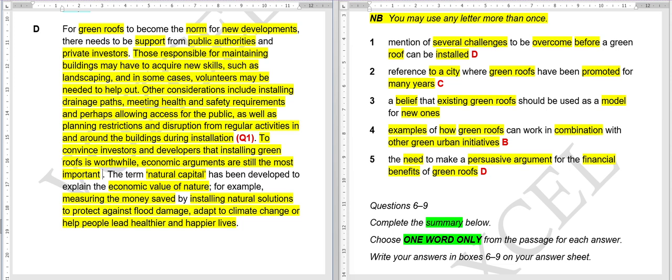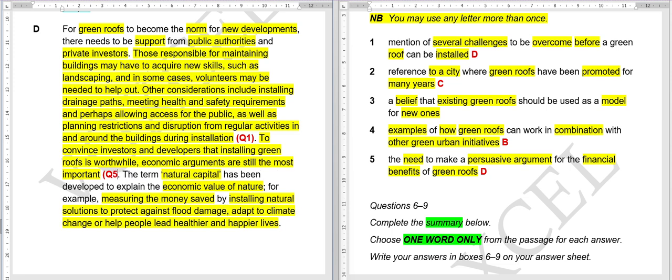Just let me mark the location. This is question 5. So here they are saying that to convince investors, economic arguments are important. So financial benefits, economic arguments. We are talking about trying to convince them that there are some benefits. And then we have the term natural capital. So we have coined a term called natural capital, so that we can convince people that these are the benefits. I hope it is clear.